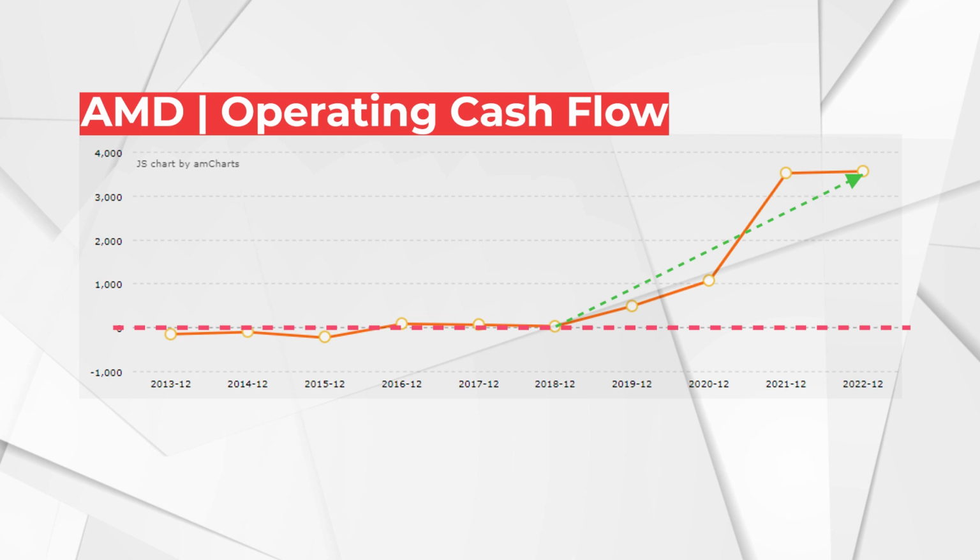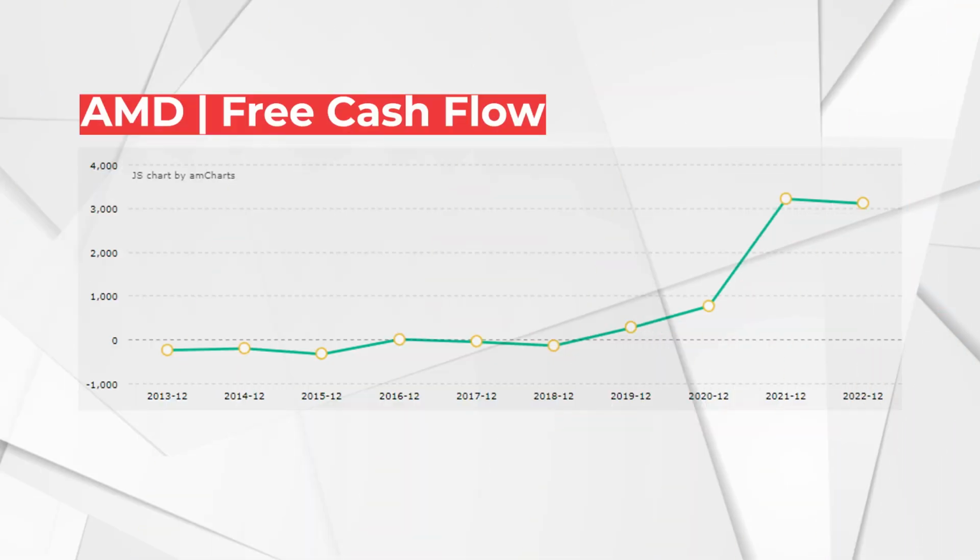This is because since 2017, they launched their main product, the Zen processor, the CPU, that turned the tide around. Then we will also look at their free cash flow. Free cash flow is the cash that the company has after capital expenditure is subtracted from operating cash flow. Here's the 0 line, and similar to operating cash flow, it was also below the 0 line, but since 2019 onwards, it has been on a positive trend.